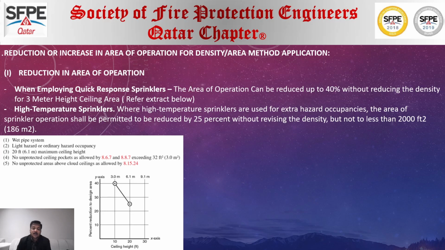So if you look at a ceiling height of 10 feet, which is 3 meters, and you're using a quick response sprinkler, you can reduce the area of sprinkler operation by 40%. So 1500 is your original area of sprinkler operation. If you reduce it by 40%, it will be around 900 square feet. So 900 square feet corresponding to the density of 1500 square feet will be 90 GPM only, instead of 150 GPM when you use the values directly from the chart. This will be applicable only if you are using quick response sprinklers.